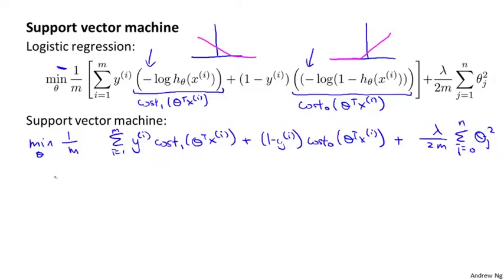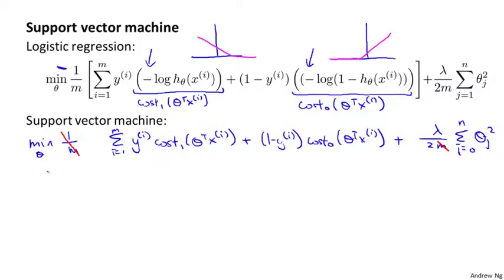But here's what I mean. What I'm going to do is just get rid of these 1 over m terms, and this should give me the same optimal value for theta, right? Because 1 over m is just a constant. So, whether I solve this minimization problem with 1 over m in front or not, I should end up with the same optimal value for theta.